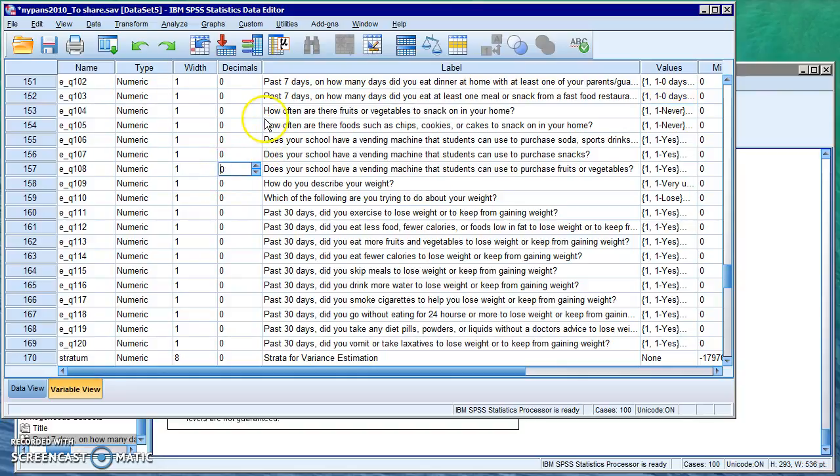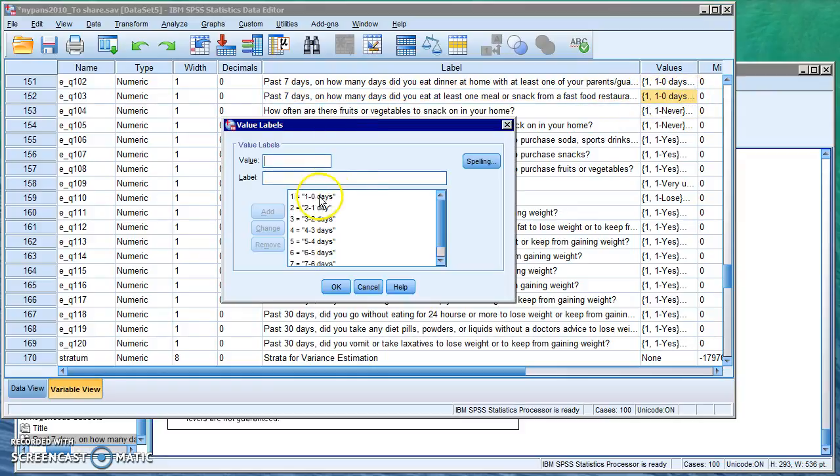And I'm going to introduce the variables and how they were asked. Question 103 is our question about fast food, and it reads as, how many days did you eat at least one meal or snack from a fast food restaurant in the past 7 days? And this goes from 0 to 7, and it is coded from 1 to 8, and that is why it has the double number there.